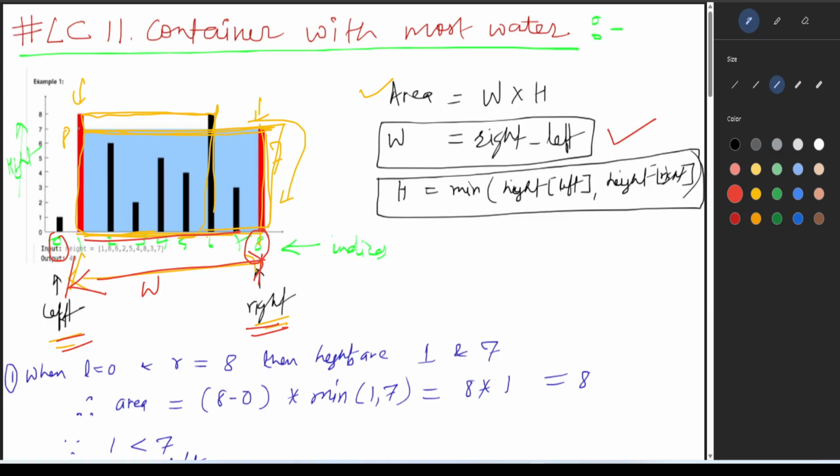Then we have the height. The heights we have are 8 and 7, and we need the minimum height. So the height at 1 is 8 and the height at 8 is 7. The minimum of 8 and 7 is 7. That is why we take the minimum, because if we fill the water more than that, it will come out from the container. Simply like any vessel or glass, if we fill more than the height, obviously the water will fall down. So what we need to implement is area equals width into height.